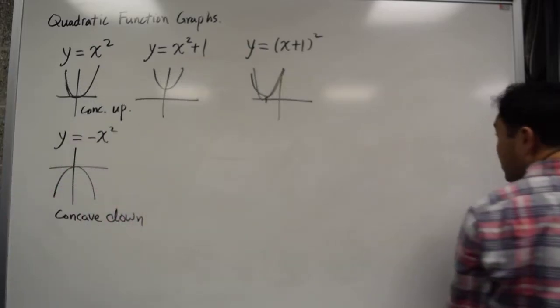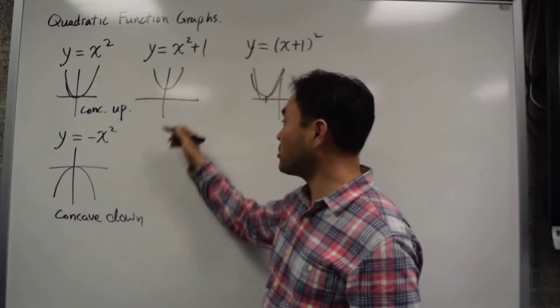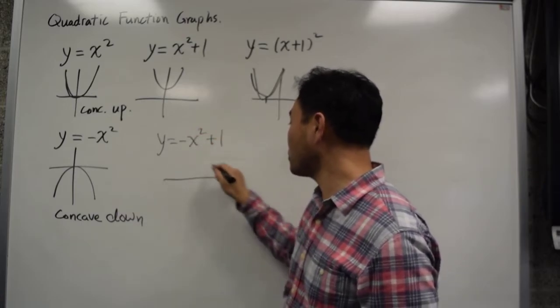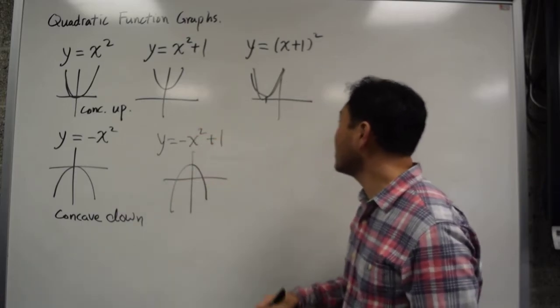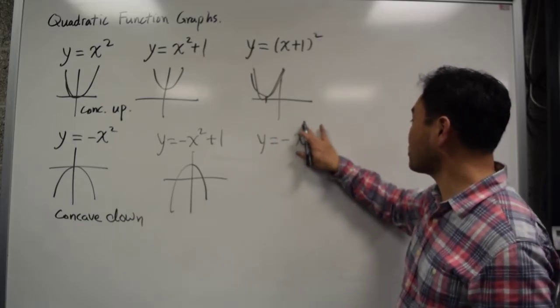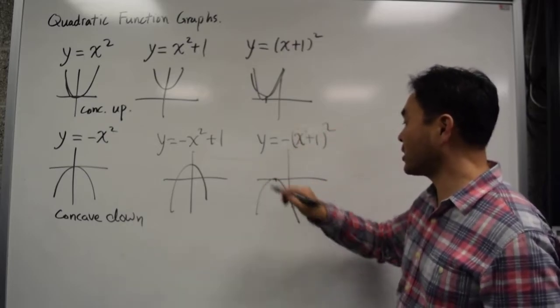And if you have y equals negative x squared, you can do the same kind of shifting as before. You can do y equals negative x squared plus 1, which will bring the graph up like this. And if you did y equals negative (x plus 1) squared, then the graph will move left by 1 like that. Okay?